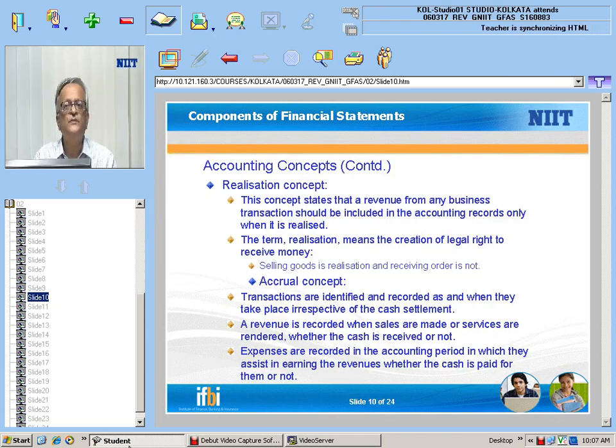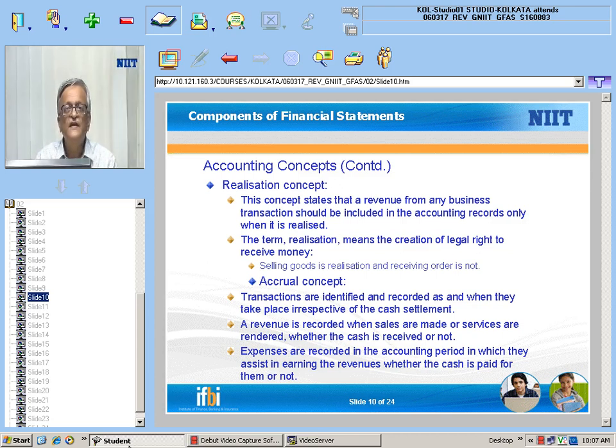Next, a few more concepts. Realization concept. What is the realization concept? This concept states that revenue from any business transaction should be included in the accounting records only when it is realized. The term realization means the creation of a legal right to receive money. That means the business entity has got a legal right to receive the money.